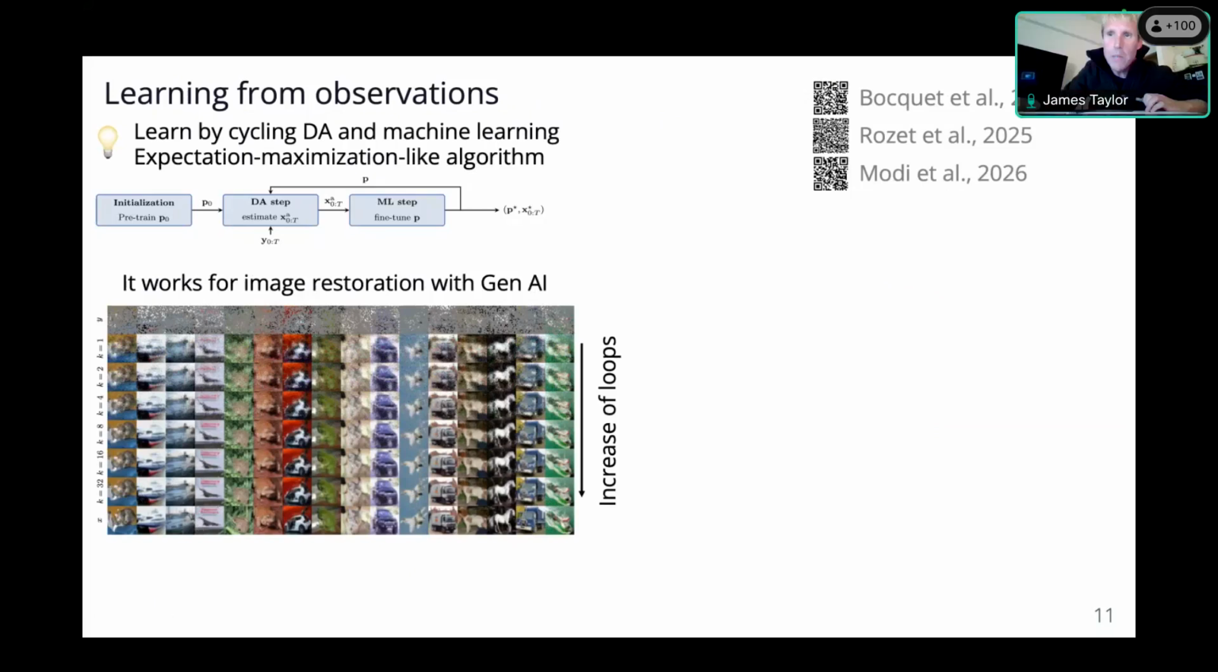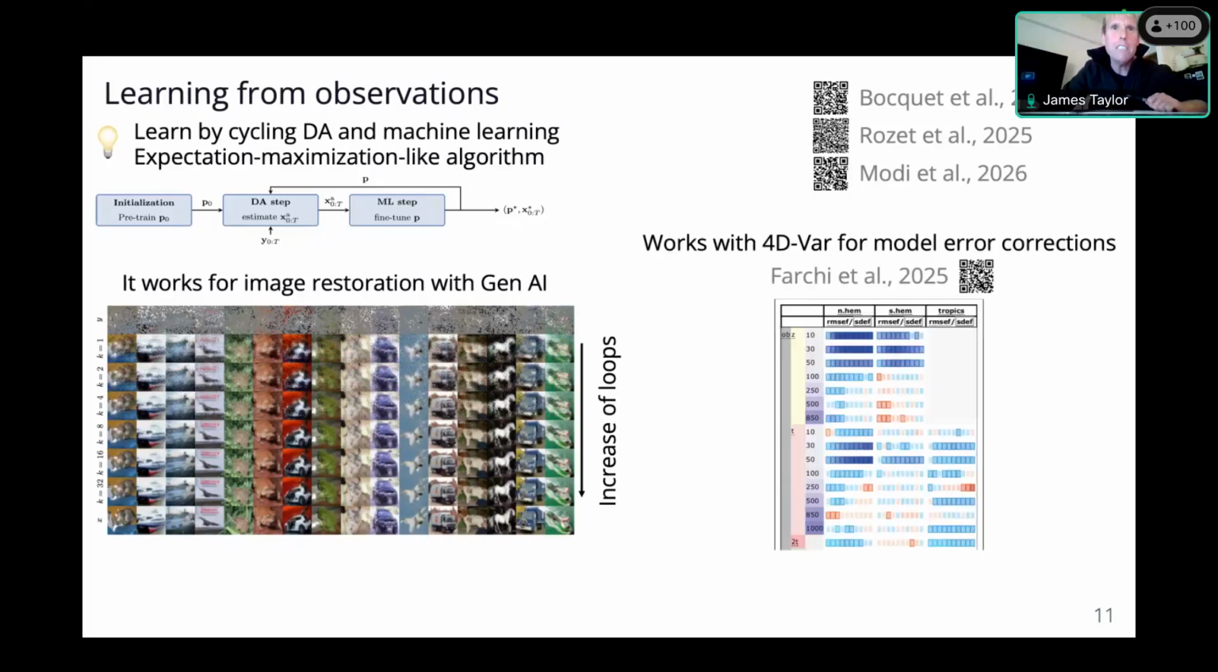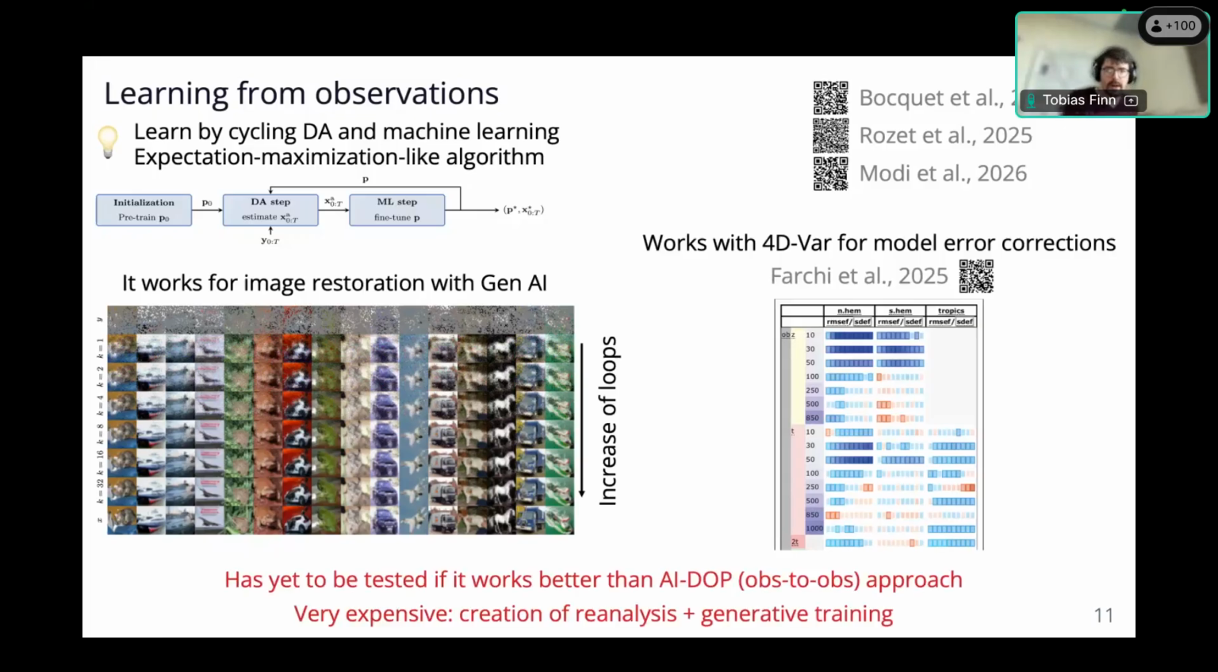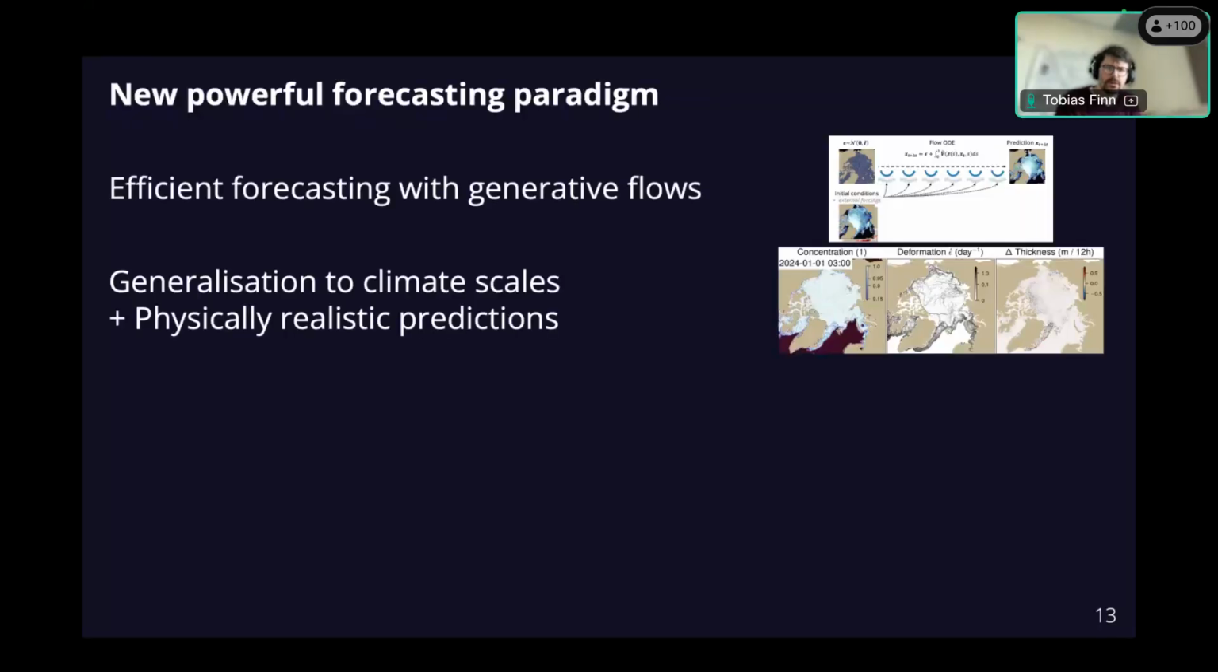Okay, Tobias, you've had 20 minutes, so if you can wrap up. Okay, yeah. So this works for 4D-Var for model error corrections. This was originally used by Zima for the IFS, and so it has to be tested if this works better than the AI approach presented by Mikai. But the thing is, it is very expensive. So, and this brings me to the end.